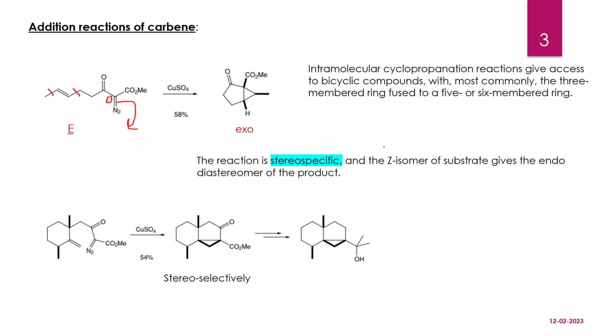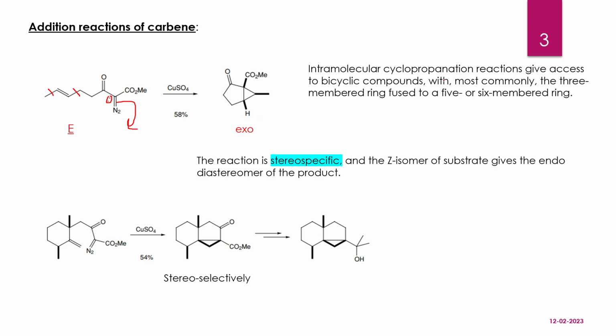It is highly stereospecific. From the E alkene we are getting the exo product, and if you take the Z alkene, then we would get the endo product. It is highly stereospecific because in this process, when N2 is eliminated, the carbene generated is a singlet carbene in most cases. So from the stereospecificity we can conclude that the carbene generated here is a singlet carbene, because from E we only get the exo product, and if we take Z then we would get the endo product.